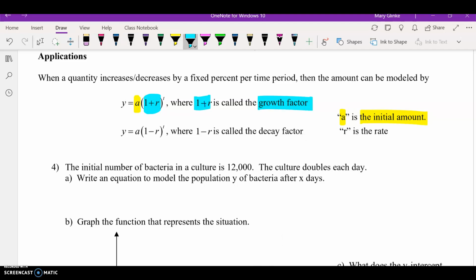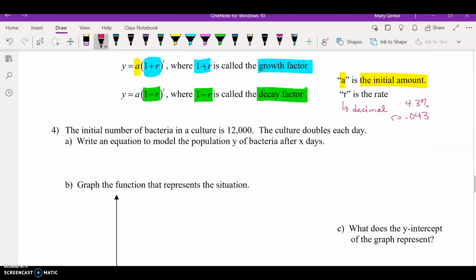That's like your base. Okay, so if your base is greater than 1, it's growing. Whereas in the next one, 1 minus r would be in between 0 and 1 for your base, making it decay. R is your rate. You want to make sure you write your rate as a decimal. So if you have, for instance, 4.3%, it would be 0.043 when you're writing your equation.